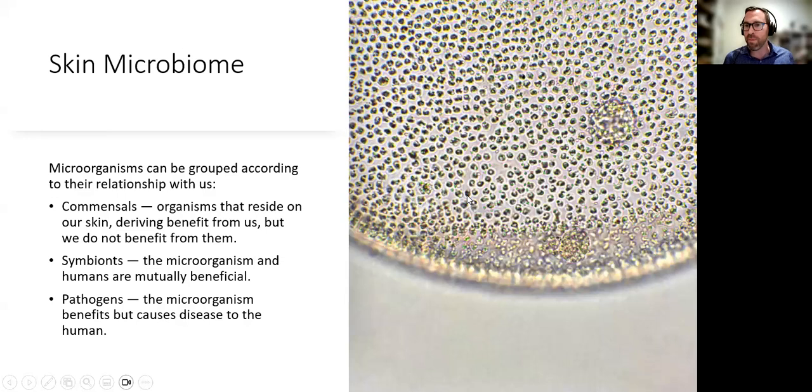So if we think about how we can classify the microorganisms that live within our skin microbiome, well, they can be grouped according to their relationship. So they're either called commensals, which are organisms that reside on our skin and they derive benefit from us, but we don't get any benefit from them. So it's somewhat of a selfish relationship. Symbionts have a symbiotic relationship, so it's a bit of a give and take. The microorganisms and the humans are mutually beneficial. And pathogens mean that the microorganism causes disease, but it doesn't actually benefit. So a pathogen is something that's bad.